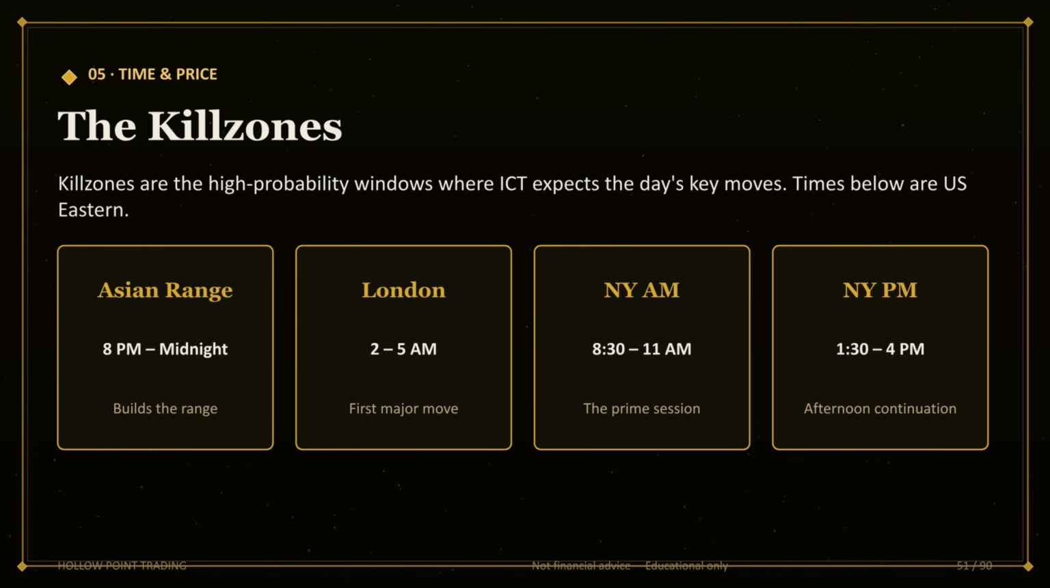Kill zones are high-probability windows for major market moves. These include the Asian range, the London session for the first major move, the NYAM session as the prime window, and the NYPM session for potential afternoon continuation.